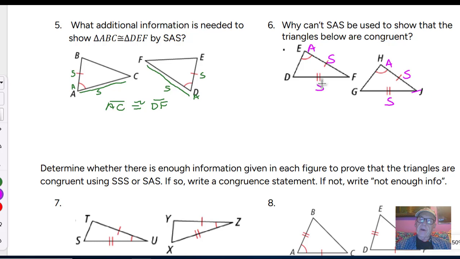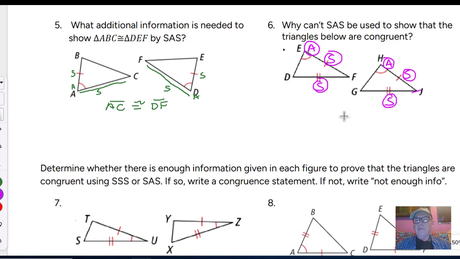So here we have S, skip the angle, S, A pattern. Notice that this A is not the hinge in between the two S's. If ED was congruent, then we could see we would have an SAS pattern here. Over here, the same thing. We've got an S, S, A pattern with the other triangle also.